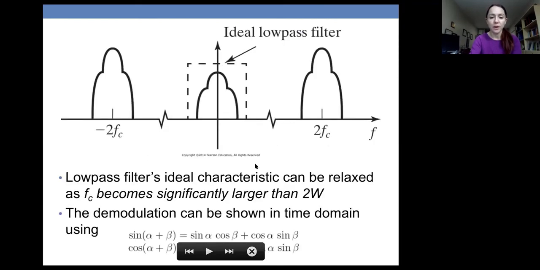Now, the low pass filter's ideal characteristic can be relaxed. The higher this carrier frequency is, the easier it is to relax this filter's characteristic, of course, because the components that we would like to attenuate are much farther in that case than the band that we're trying to accept.